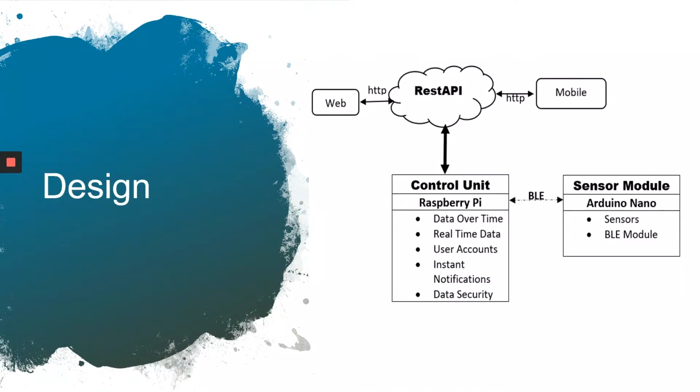In this design diagram, we can see the interconnection and relationship between all the major components of our system. At the center, we can see the control unit where the data is stored, managed, and where all the main features are implemented. Via the Bluetooth Low Energy wireless communication protocol, the control unit will receive the sensor readings from the sensor modules every 5 seconds.